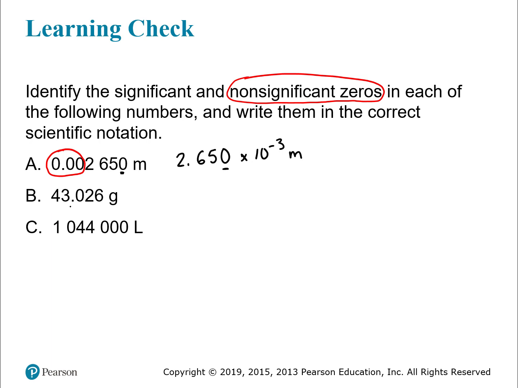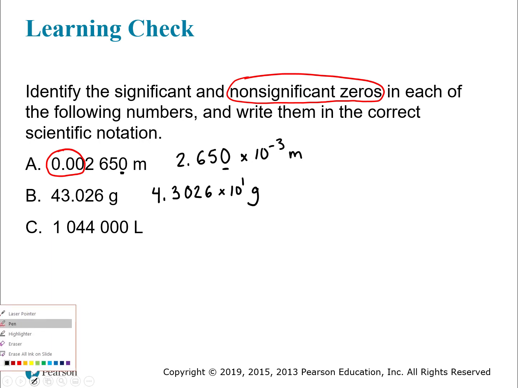In B, all of these digits are significant. That 0 is sandwiched between 2 non-zero digits. When we write this in scientific notation, we have to use all those digits. In C, these last 3 zeros are non-significant. They're just placeholders.